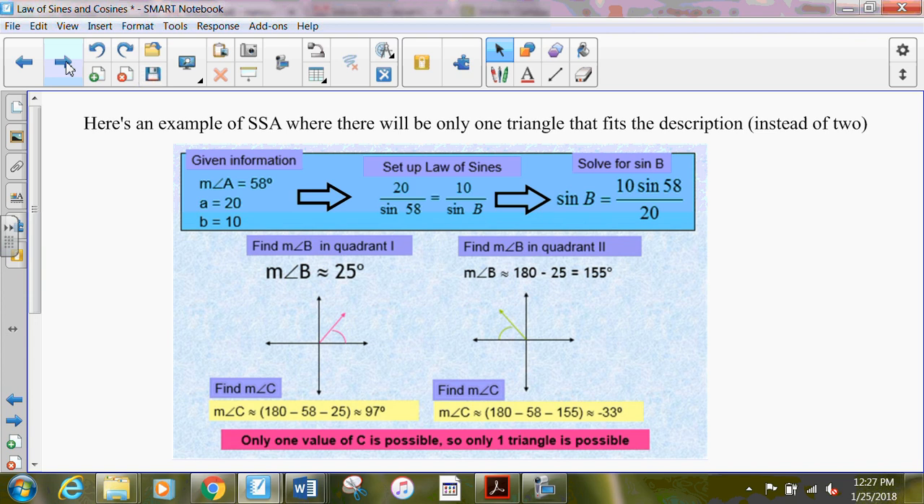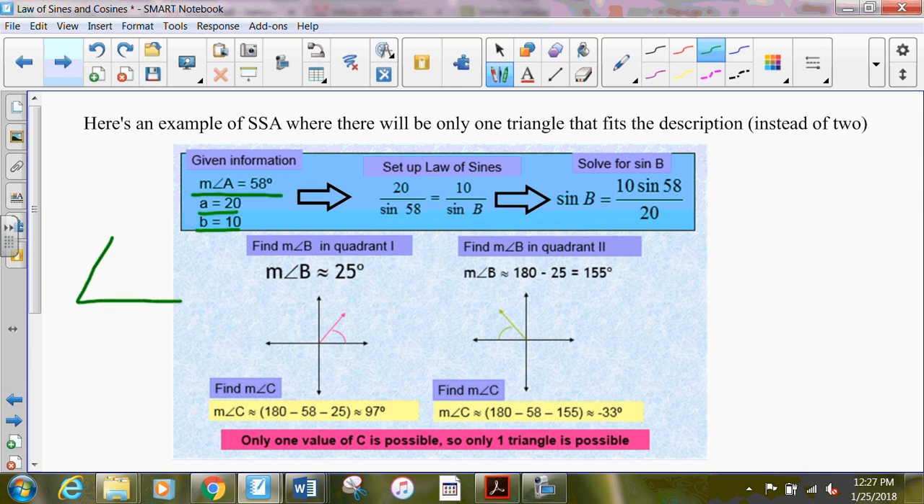If you're watching this because you missed class, then keep listening because these next 2 slides are going to help. So here we're given another angle-side-side. If I were to draw a picture, let's make that angle A, and then this is going to be side A, and then that's B, this would be side B.